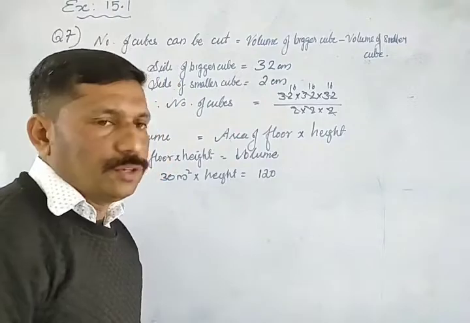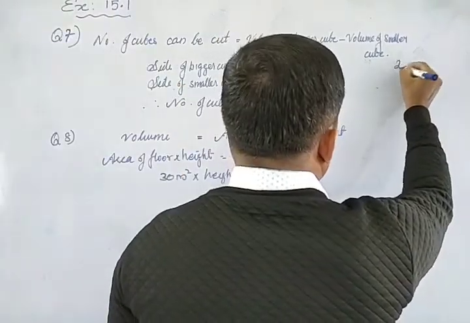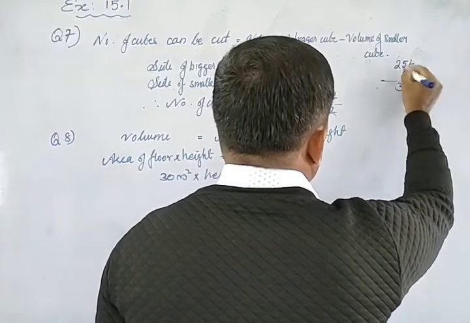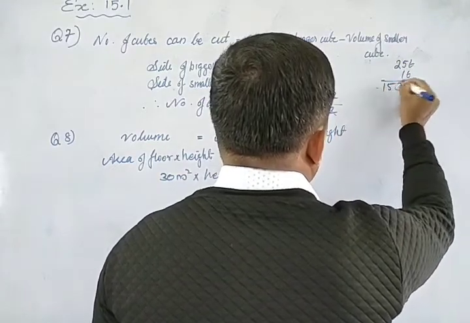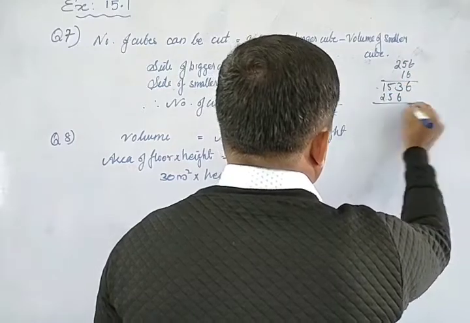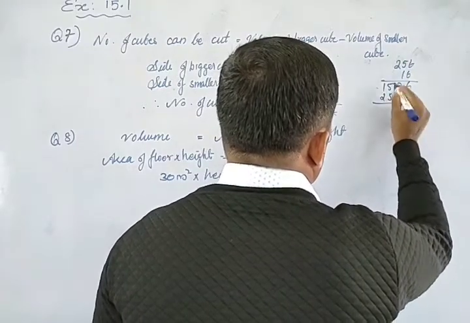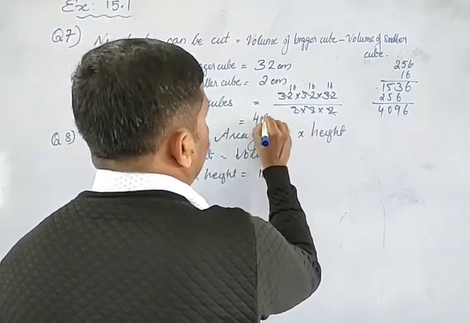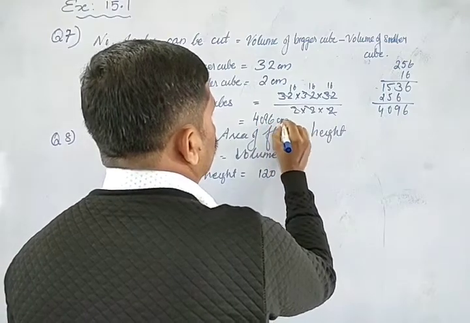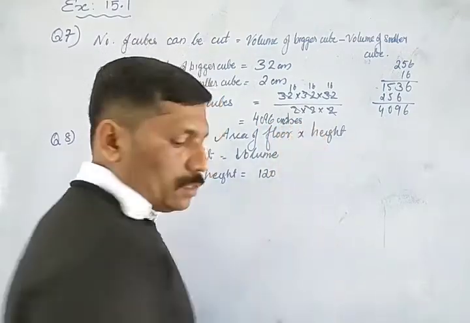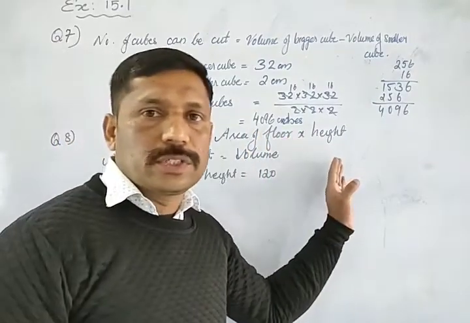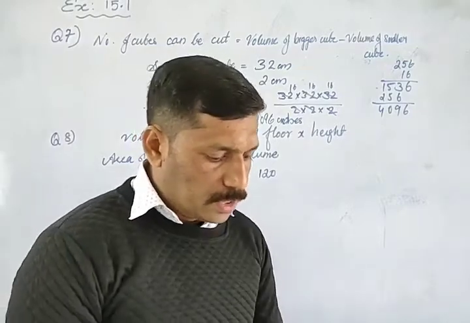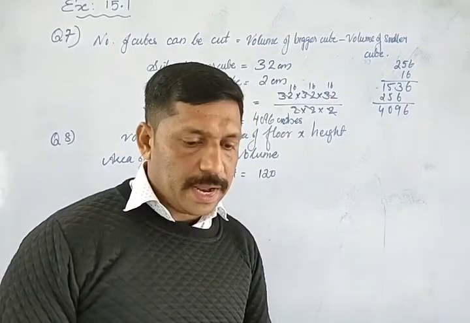You have studied 16 cube. 16 also the value is 16. 256 into 16 is equal to the number of cubes, that is 4096 cubes can be cut from the bigger cube. So 4096 smaller cubes can be cut from that bigger cube. So see the next question, question number 8.